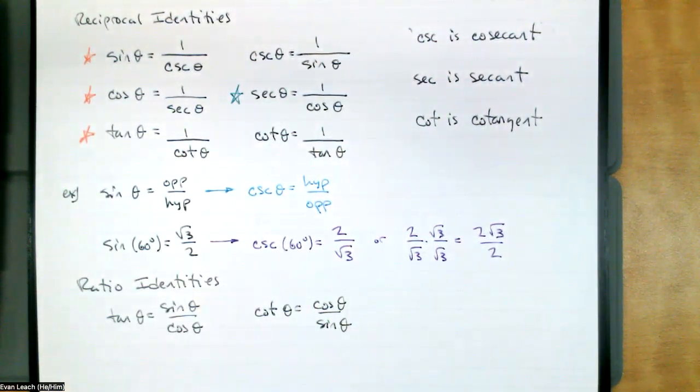There are ratio identities. These are how tangent is related to sine and cosine. Tangent of theta is sine theta over cosine theta.